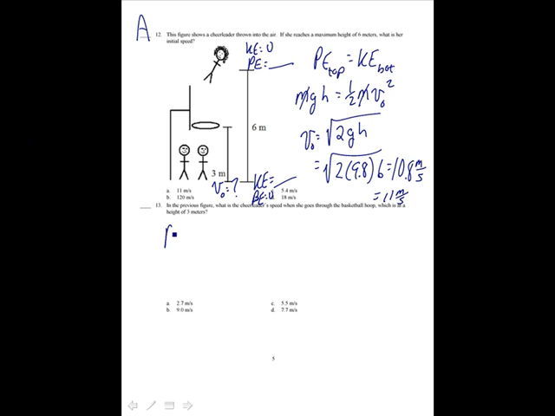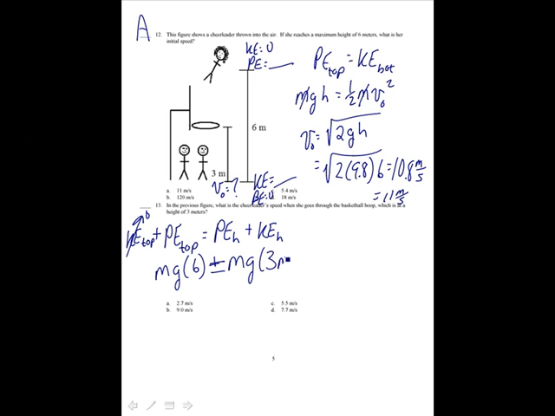So we can take her potential energy at the top plus the kinetic energy at the top, which we've already said goes to 0 because her speed is 0, and set that equal to the total energy when she goes through the hoop. So it's potential energy at the hoop plus the kinetic energy at the hoop. And then this is mg times 6 meters, and that's equal to mg times 3 meters plus 1/2 mv squared. Our masses all cancel, and then we're left with, let's see, bring the 3g over, 6g minus 3g is equal to 1/2 v squared.